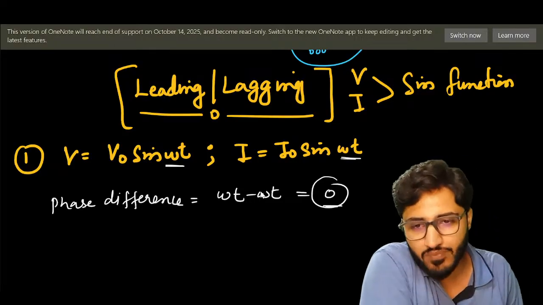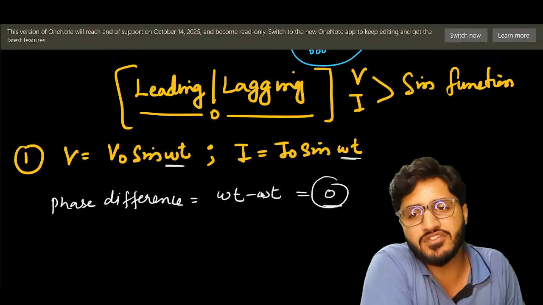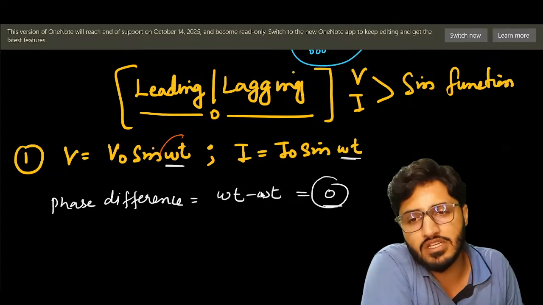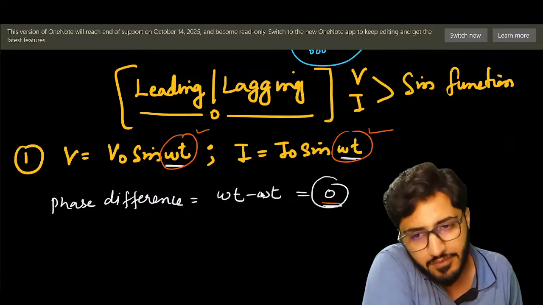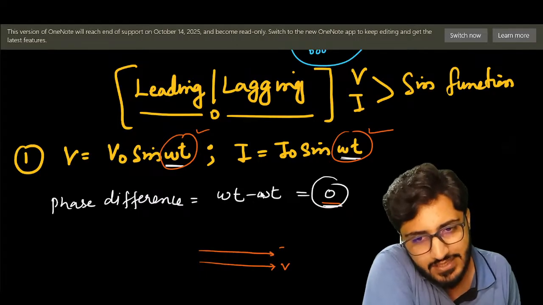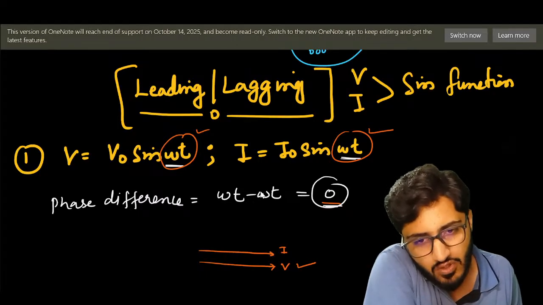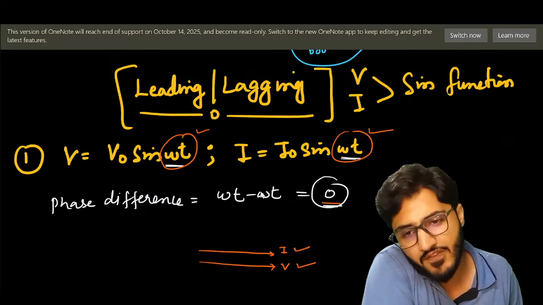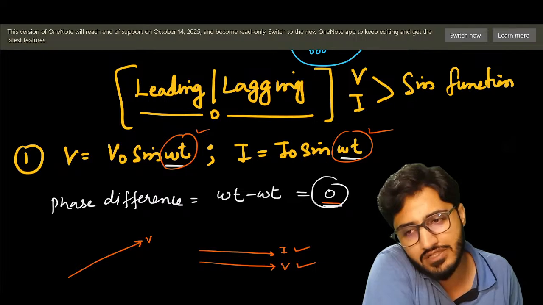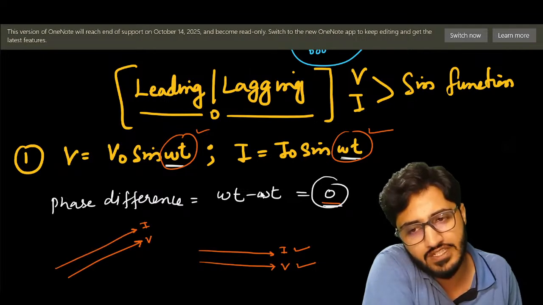Look now. It is not compulsory to do this minus this. You can do this minus this, every time the answer is the same. That means, look, if V is going in this direction, I will be going in the same direction. If V is going in this direction, I is also going in this direction. There is no phase difference.